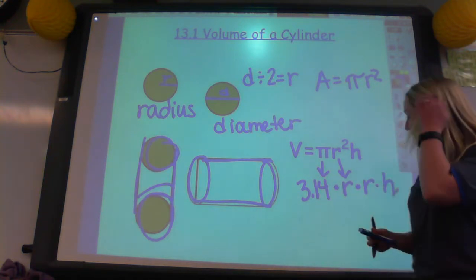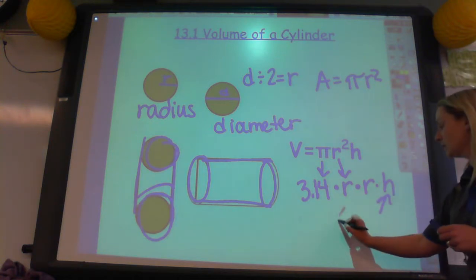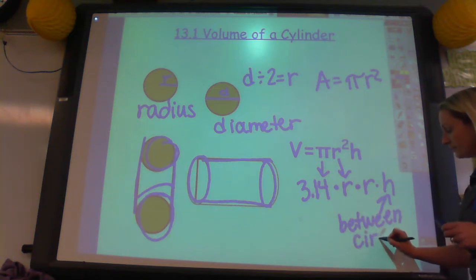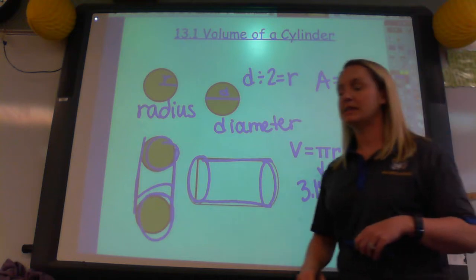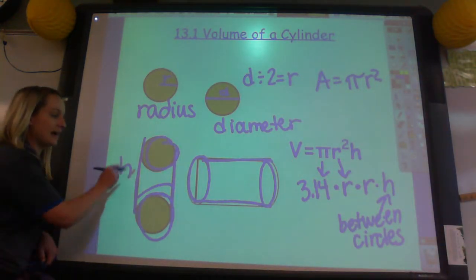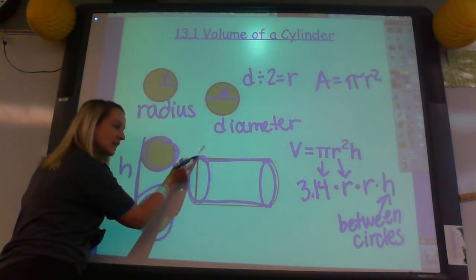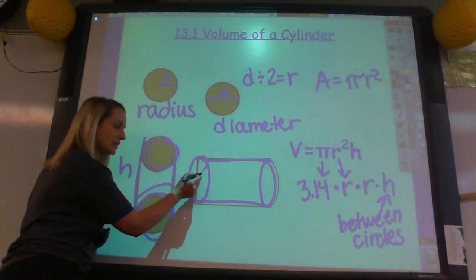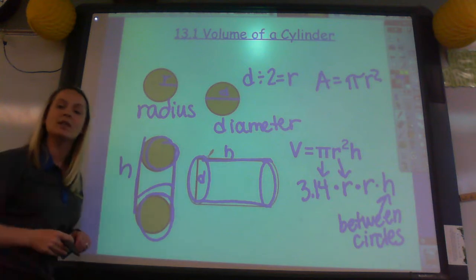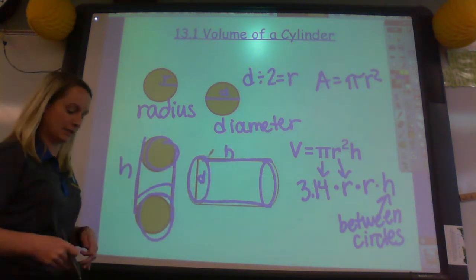Couple of key reminders for the height. It's always the distance between the 2 circles. So you might want to make yourself a note. That's between the circles. So for instance, in this one, the height is clearly the vertical up and down part of your cylinder. But when your cylinder is lying down, this is not the height. This is the diameter because it's on the circle, and the height is going to be the length between the 2 circles. So sometimes the height may be called the length if your cylinder is laying down.